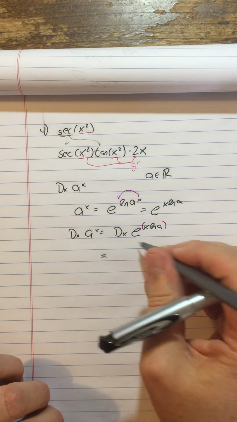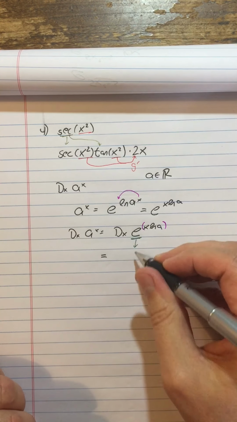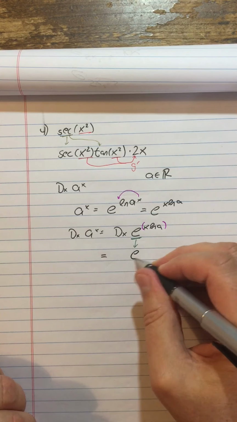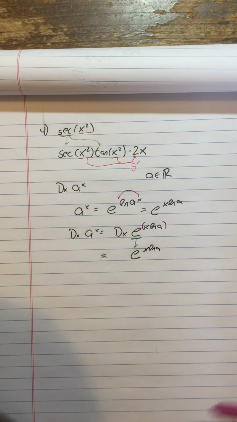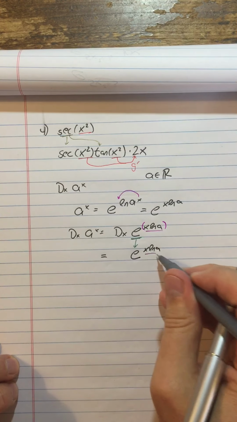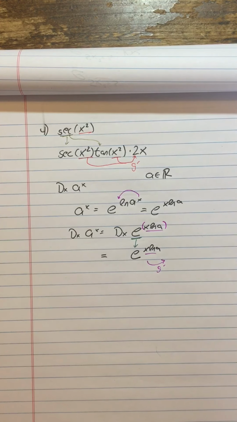Anyway, the outside function stays the same. The derivative of e to the x is e to the x, so the inside function is just going to stay what it was. But then I have to go times the derivative of the inside function. Well, what's the derivative of x ln a? What do you think it is?